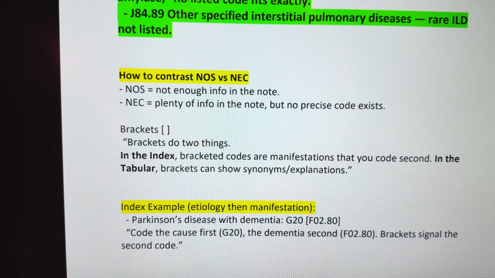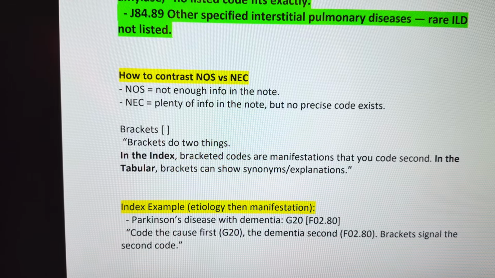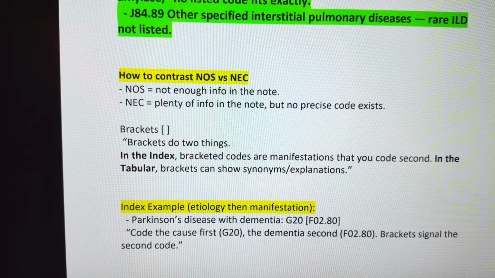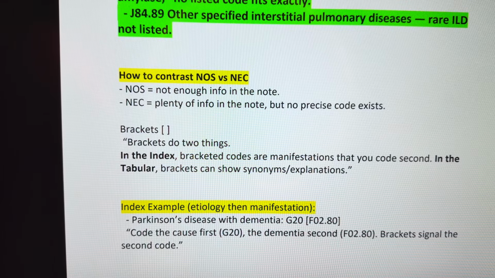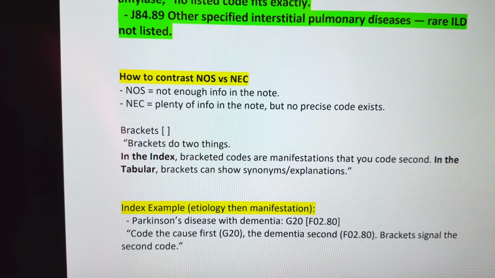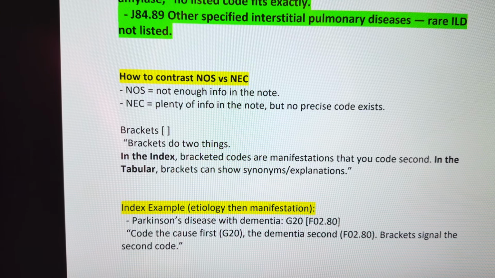J84.89, other specified interstitial pulmonary diseases, because the physician documented a rare ILD. It's not listed, but he did say it was rare. I just did not put what was in front of interstitial lung disease, just to show that because he did name the interstitial lung disease, we did not see it in the tabular or the alphabetic index. So therefore, documentation does justify an other specified code. It's not just unspecified because it wasn't listed in the alphabetic index, okay?